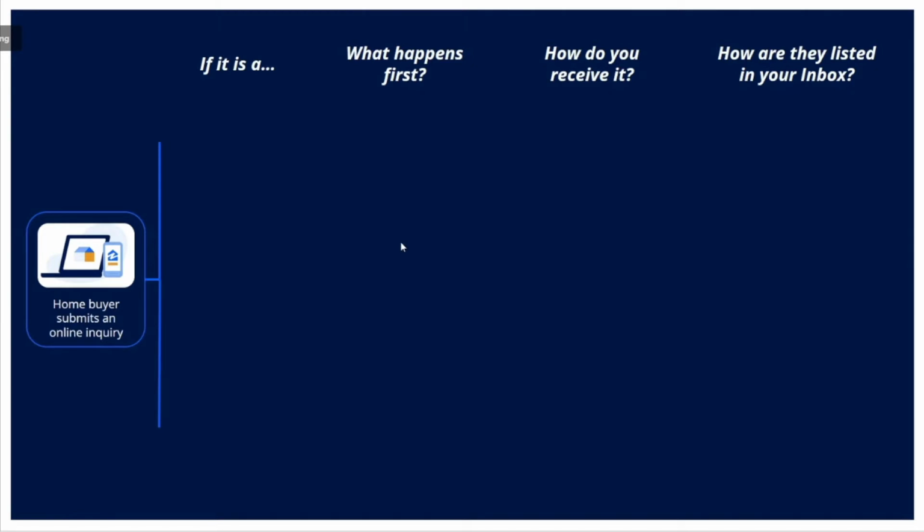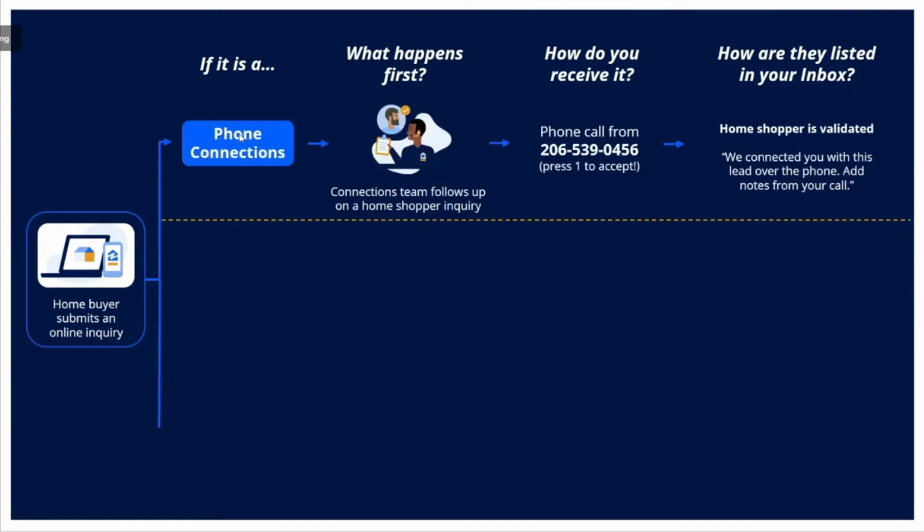And the first one is a phone connection. So they inquire on our site and then we get a hold of them. We ask them for their name and if they're in the market to buy a home. And then we call you from this phone number, the 206-539-0456 number. That's the Zillow validated connections number that you should have saved in your phone. So you're going to answer the number and press 1 to connect.